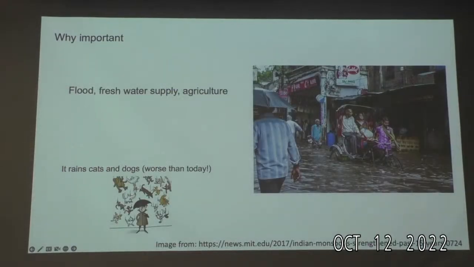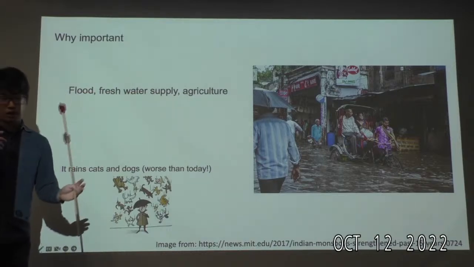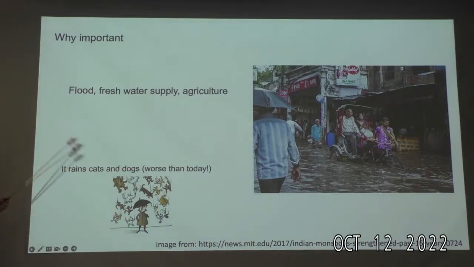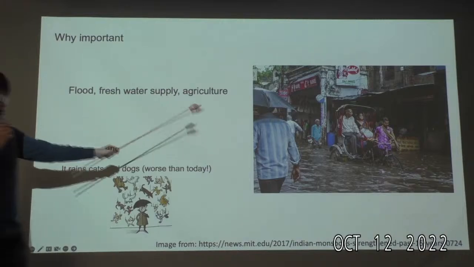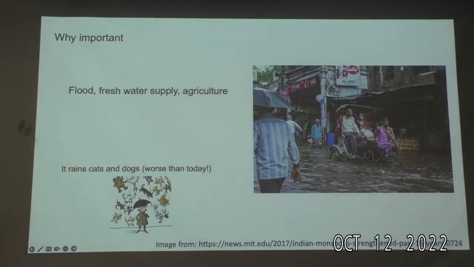And why are they important? Why are we studying this? I think it's because of the precipitation related to this kind of storm. It will cause flood and also drought when it breaks. This precipitation is also related to the fresh water supply in India. And of course India depends heavily on agriculture, and if you look at the picture on the left-hand side, you can see that it rains cats and dogs and causes flood, which is probably heavier than today.